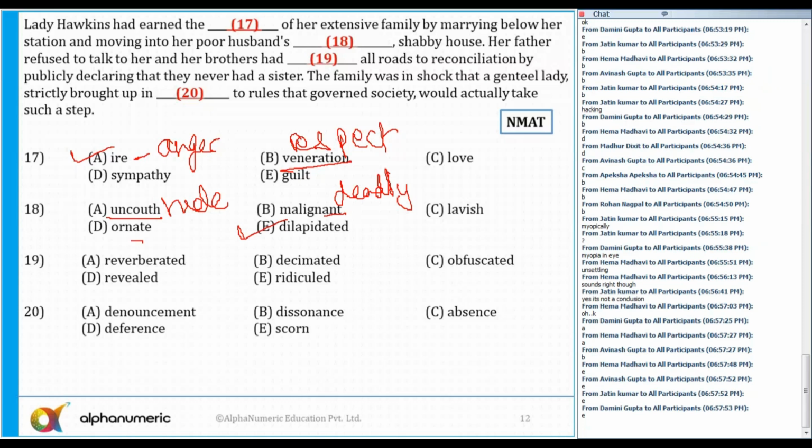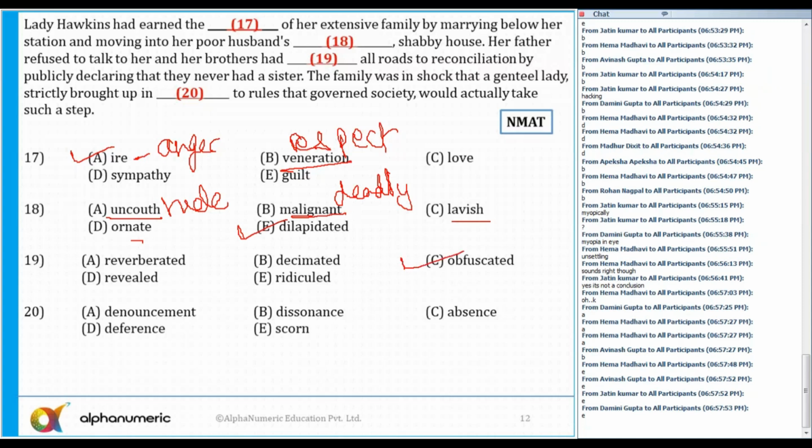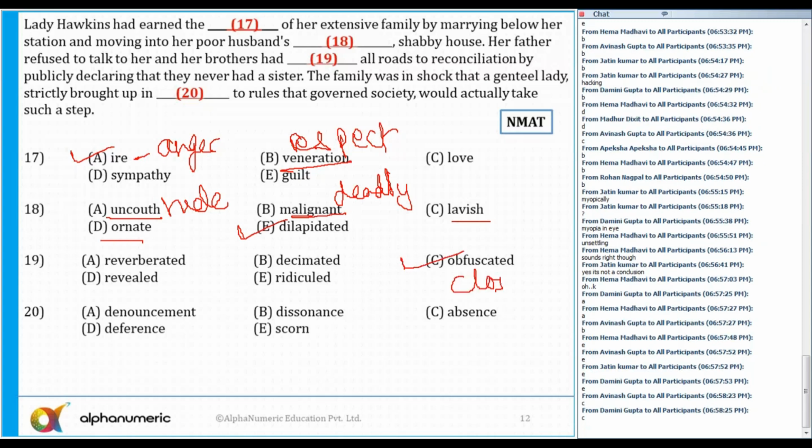So all the roads to reconciliation have been obfuscated. They have been closed. The word obfuscate means either close, or to confuse in such a manner that you stop. You don't know where to go. Your road is closed. You get the feeling that there is no road ahead. Everything is closed. You are confused in such a manner that you don't know where to walk. Obfuscate. So all the roads have been obfuscated, and they have declared that they never had a sister.